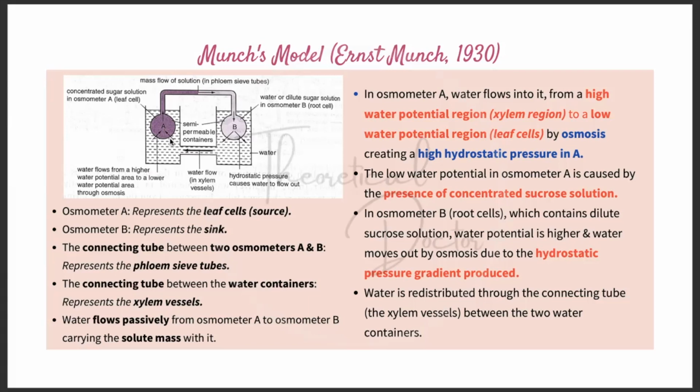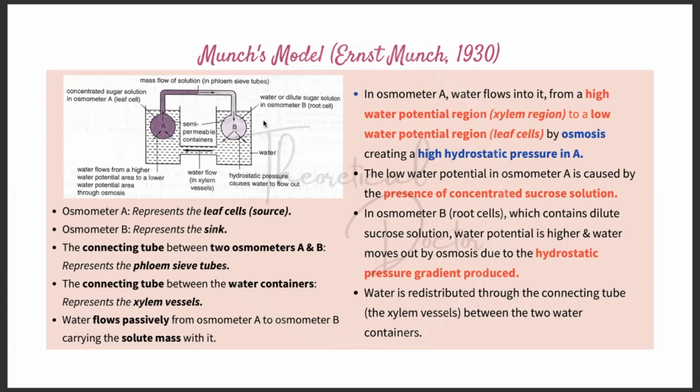So therefore, the water potential over here is very high, and water will flow passively by osmosis. Water will move from an area of high water potential to an area of low water potential. Remember, there's a high concentration of sucrose over here. The sucrose can't go anywhere. When this water moves in, it will create a pressure, and the pressure is high. Remember here, water flows passively from osmometer A to osmometer B.